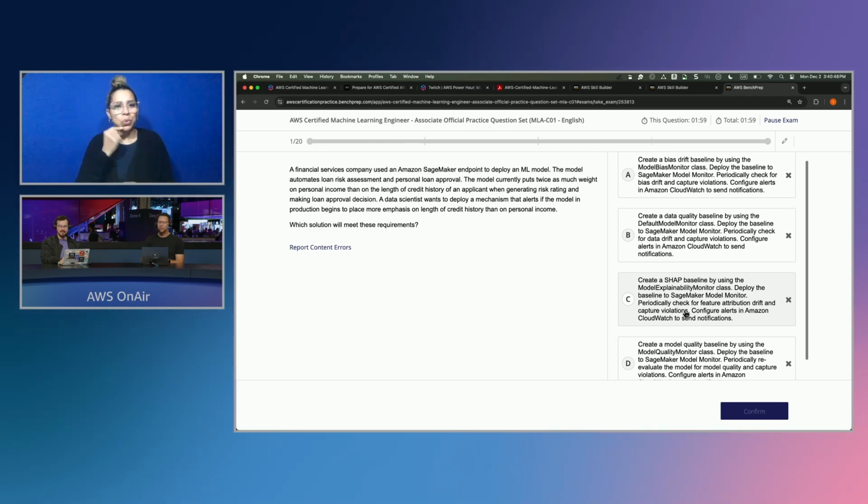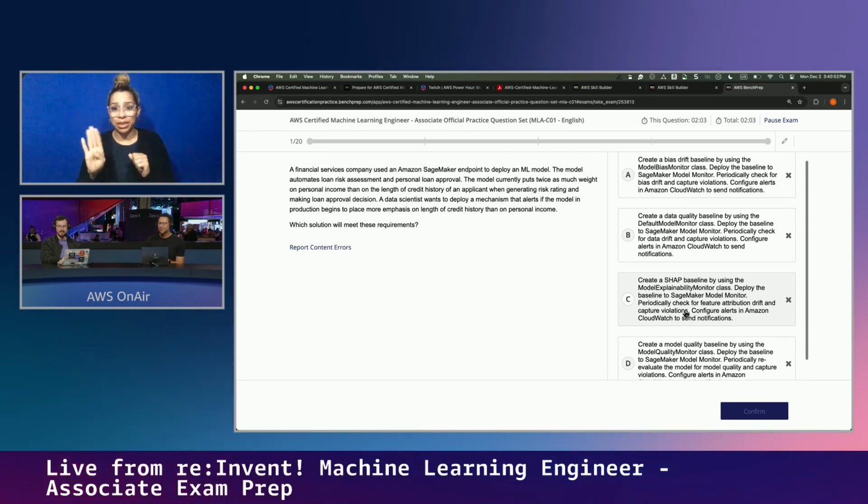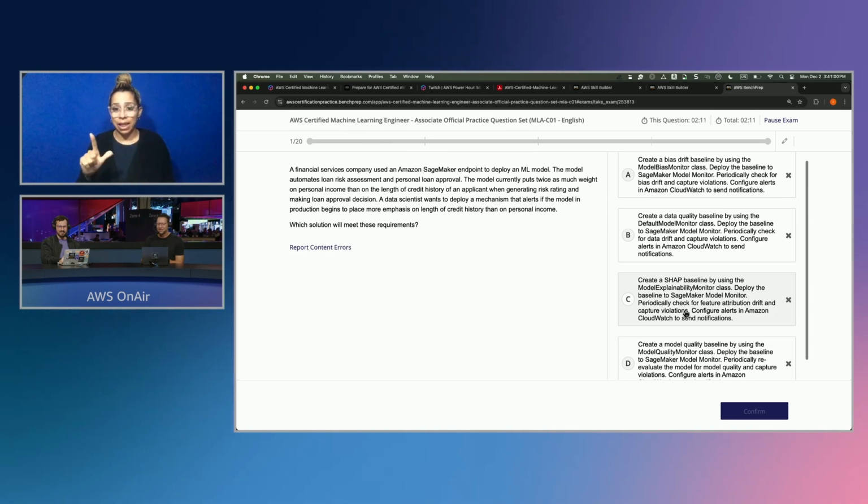Excellent. Response option B says create a data quality baseline by using the default model monitor class and deploy the baseline to SageMaker model monitor. Periodically check for data drift and capture violations. Configure alerts in Amazon CloudWatch to send notifications. Now, I like that because it does mention alerts in the response. That's right. And the second to last sentence says a data scientist wants to deploy a mechanism that alerts. So I'm liking that so far. That requirement is there.